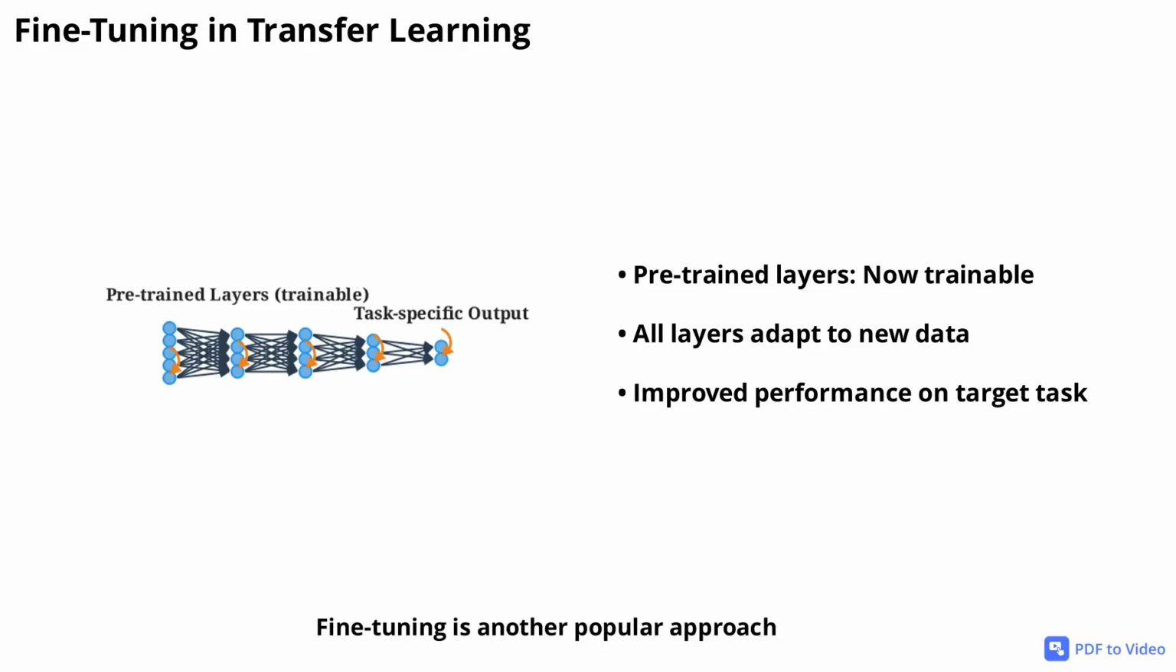Fine-tuning is another popular approach. Instead of keeping the pre-trained layers fixed, you allow some or all of them to be updated during training on the new task. This lets the model adapt its learned features to better fit the specifics of the target data, often resulting in even better performance.